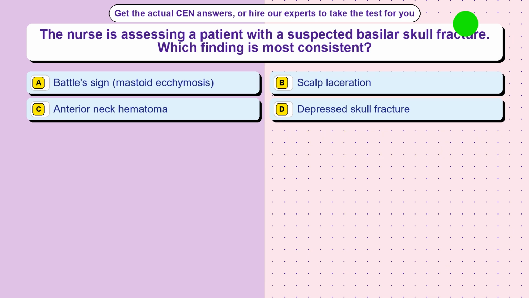Question 70. The nurse is assessing a patient with a suspected basilar skull fracture. Which finding is most consistent? Option A, Battle's sign, mastoid ecchymosis. Option B, scalp laceration. Option C, anterior neck hematoma. Option D, depressed skull fracture.